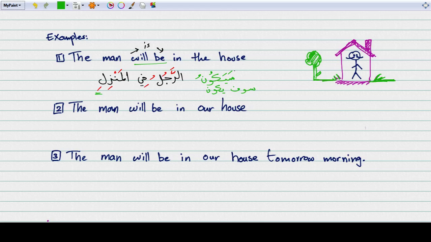Okay, so now this is easy. Let's go to the second sentence and try to translate. The man will be in our house. So how do you add our to house, and what changes? So let's write the same sentence again, at least until the word house. سيكون الرجل في. Okay, so what happened? First, look here, the difference. The was dropped, so basically it's house. So we start with that.